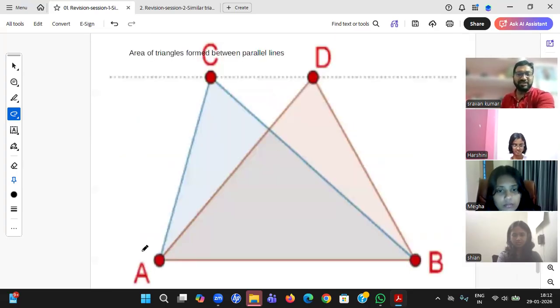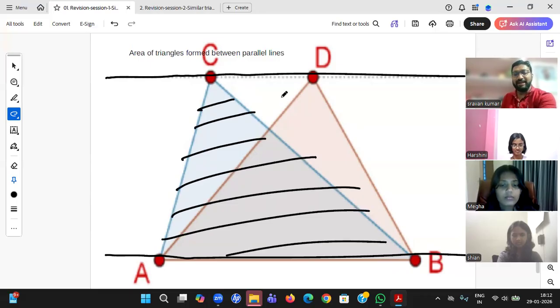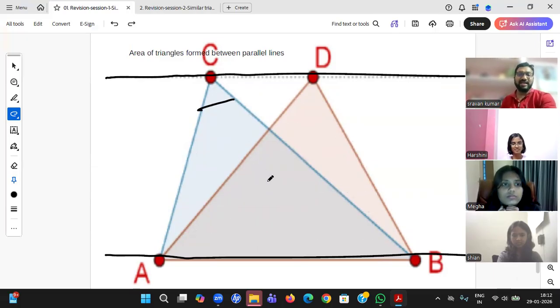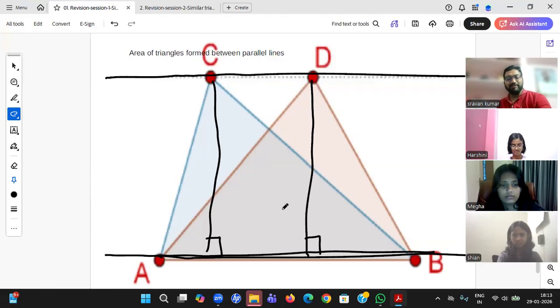And the second prerequisite: these two are parallel lines, and these two triangles are formed between these two parallel lines. The blue color triangle and red color triangle, their areas are the same. What is area, students? Area means the painting. If I start painting these two, the amount of paint required is the same. So we can say the area formed by triangles between two parallel lines sharing a common base are equal. You can see red color also, blue color also, their base is AB only, sharing a common base. Then they both are equal.